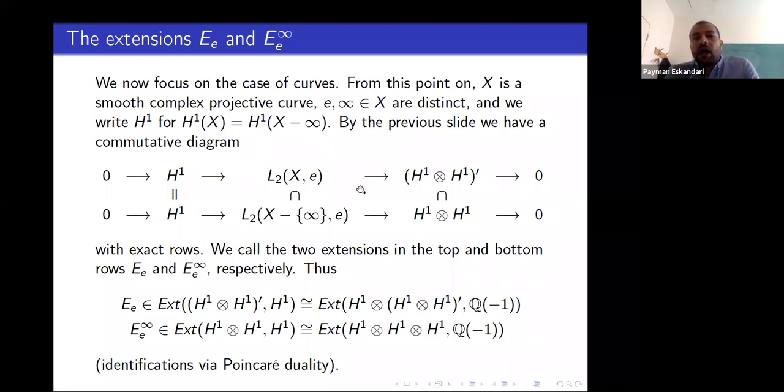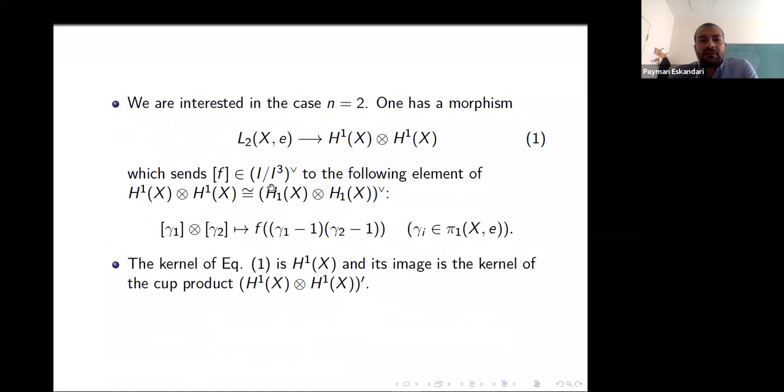And then by the previous slide, we had these maps going from L2. There's something here that I forgot to mention, a good thing that I did put in the slides. The kernel is H1, but what's the image of this map? One can show that the image is the kernel of the cup product, going from H upper 1 tensor H upper 1 to H upper 2. Let's denote that kernel by H1 tensor H1, the whole thing prime. And the image of this map is the kernel of the cup product.